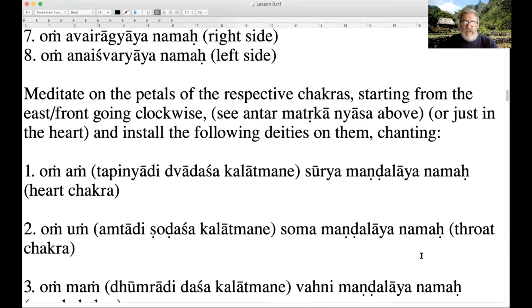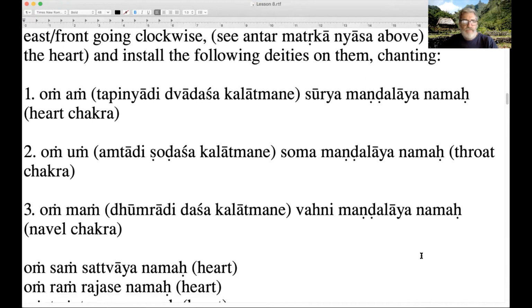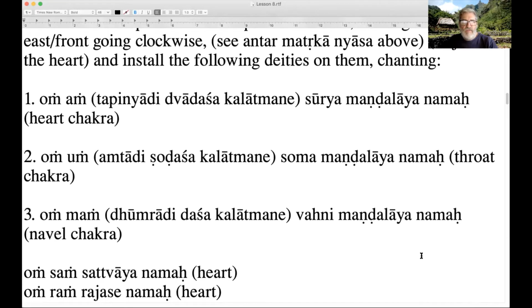The same as when we did the Antarmatrika Nyasa, we're also meditating upon the lotus of the heart, or it could be the different lotuses of the different chakras. So this whole thing can be done on all the chakras in the body, or it can just be done in the heart chakra. And install the following deities on the different petals. Remember, we had 8 petals, so let's see if we get 8 deities, or if there's more. If there's more, then we just keep going around again, or we go to another chakra. If we're starting at the Muladhara, then we work up.